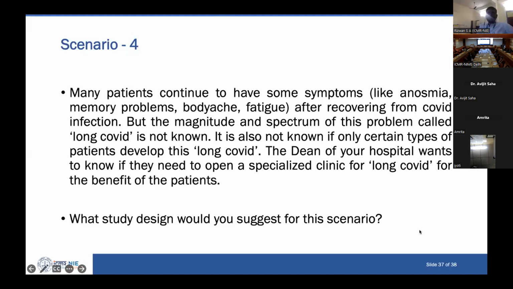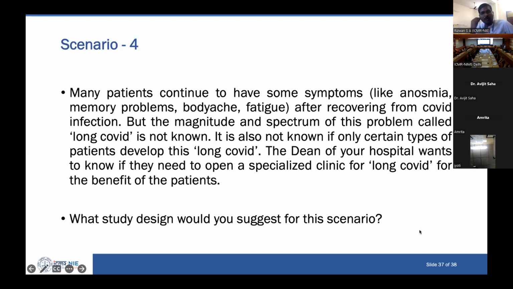Okay, so multiple answers are again possible for this scenario based on the resources, the time, money, and registry or record, the completeness of records you have in your hospital. You can do one of these studies. But please remember, cohort studies will take time. You have to start from the point where patients are infected with COVID-19 and follow them up for 1 year or 6 months to see how many patients have symptoms at the end of 6 months. But your dean wants to know today if you want to set up a specialized long COVID clinic. So a record-based study would be more appropriate.